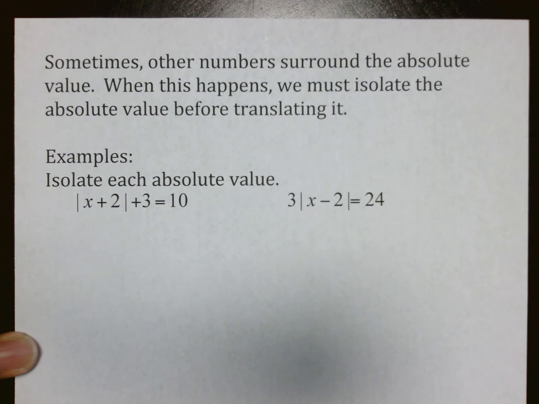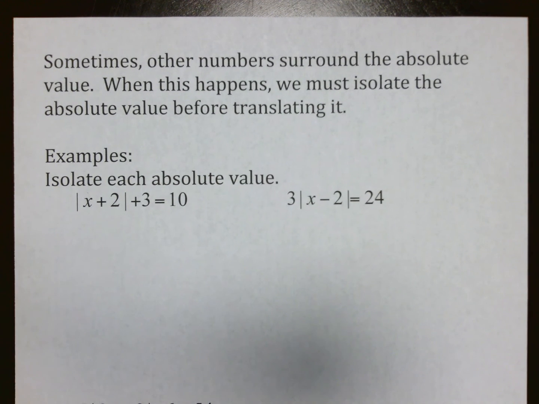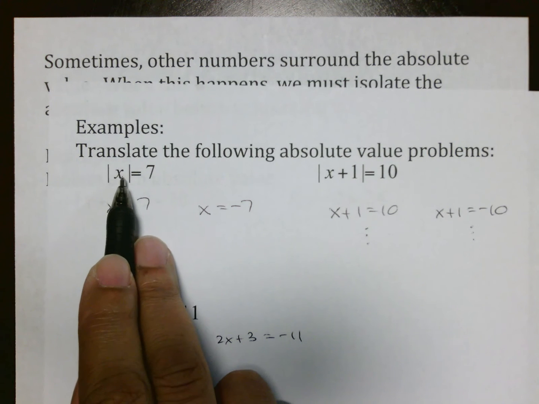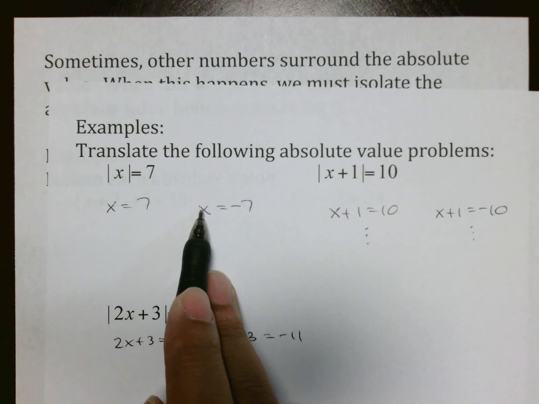Sometimes other numbers surround the absolute value. When this happens, we must isolate the absolute value before translating it. So I want you to think about, again, these stupid stories that I try to use to help you make sense of things. I want you to think about this as Clark Kent turning into Superman.